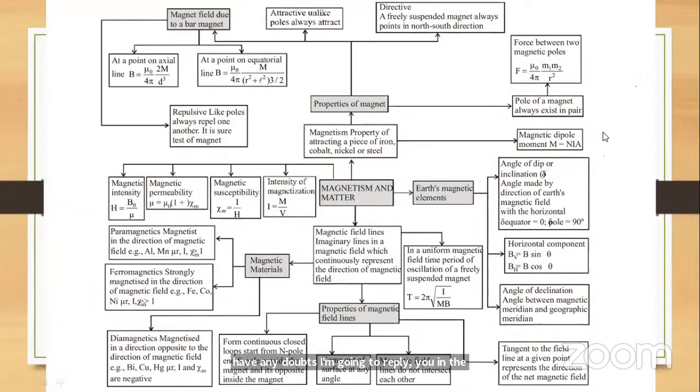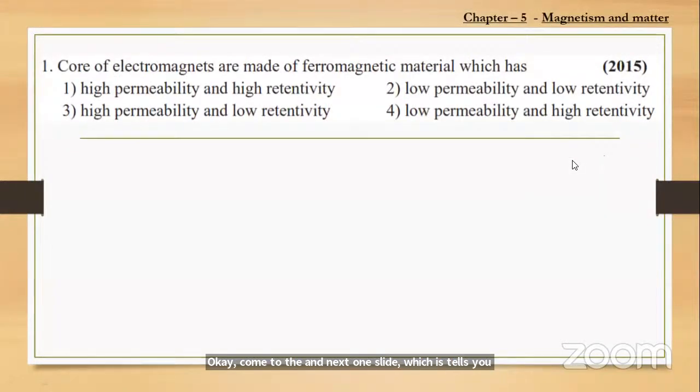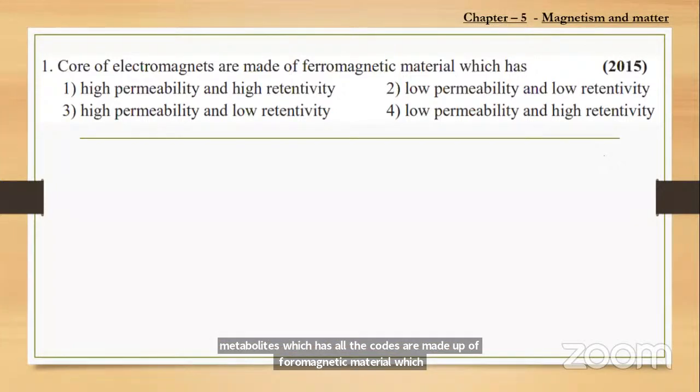Okay, come to the next slide, which is once again regarding problems. See, here, the cores of electromagnets are made up of ferromagnetic material, which has high permeability, high resistivity; low permeability, high resistivity; high permeability, and low resistivity. See, what is the answer?